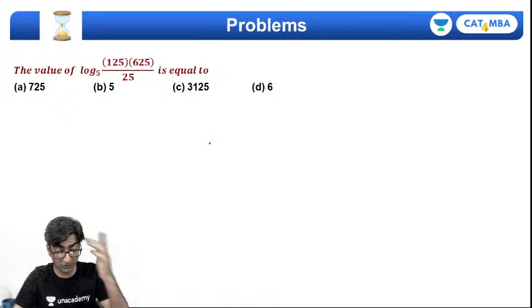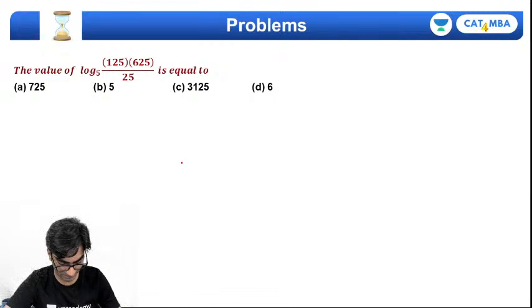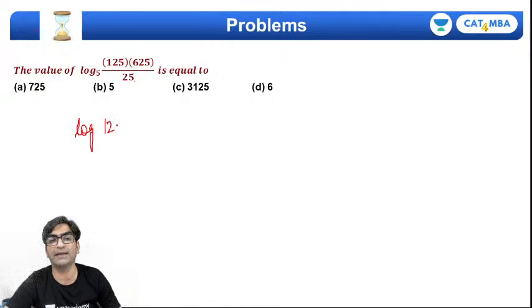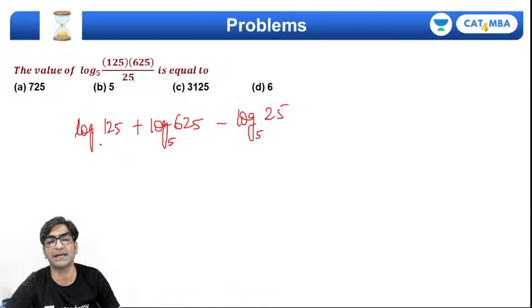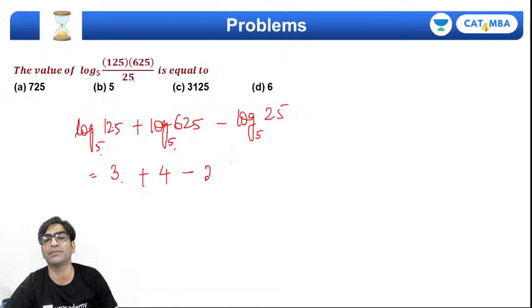Yes, so how will we calculate this logarithm? Option D is correct, says Shreya. Let's see. a into b upon c becomes log a, plus log b wherever there is multiplication, the logs add, and wherever there is division, it subtracts: minus log 25, considering the base as the same, 5, right? So 5 power what makes 125? 5 cube, right? 5 power what makes 625? 5 power 4, and 5 power what makes 25? 5 power 2. So this is 3 plus 4 is 7, minus 2, which is 5.